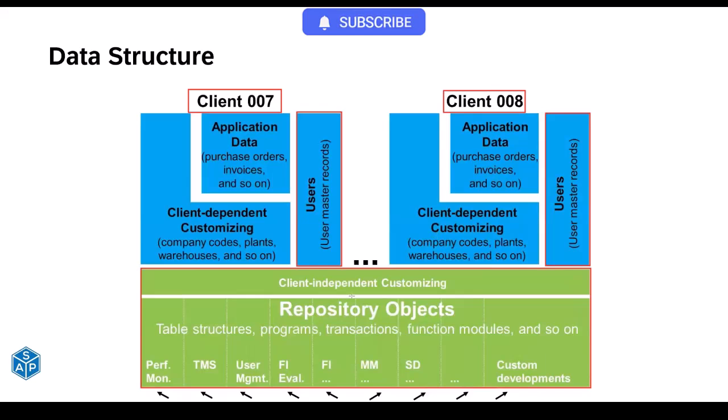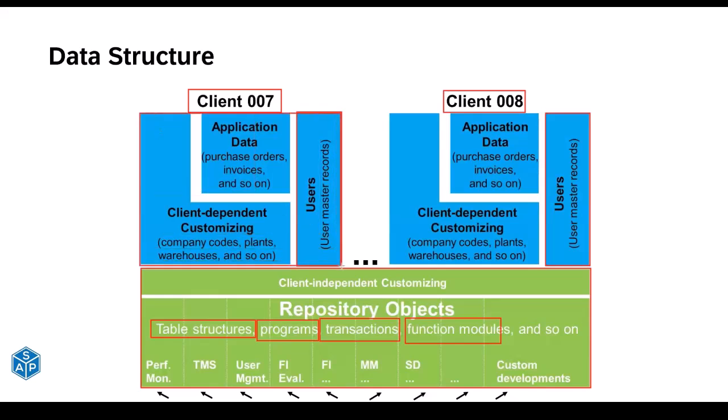I said that whatever objects as per this, see, these are the objects: table structures, programs, reports, transactions, function modules, and so on. These are all client independent objects. If you create these objects in one client, it will be immediately reflected in the other client. Not the user management, not the user master record. Those are not common. A user, these three types of data are client dependent. If you make it in one client, it will be only available in that client.